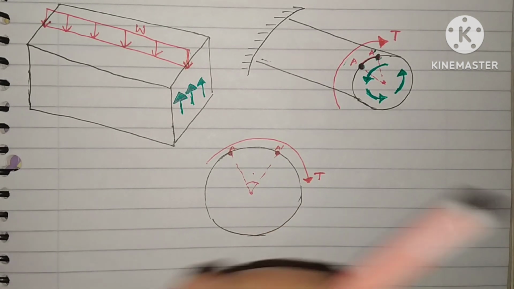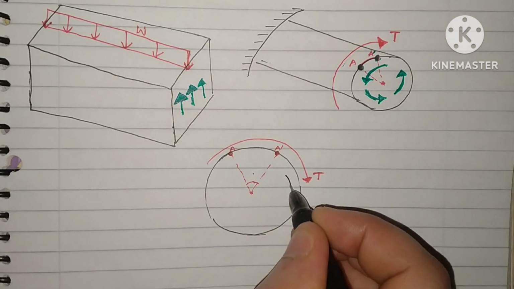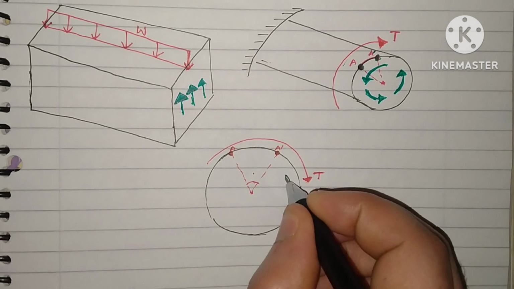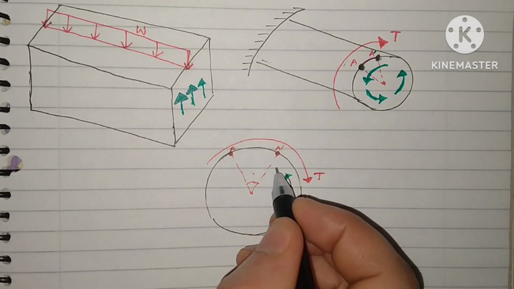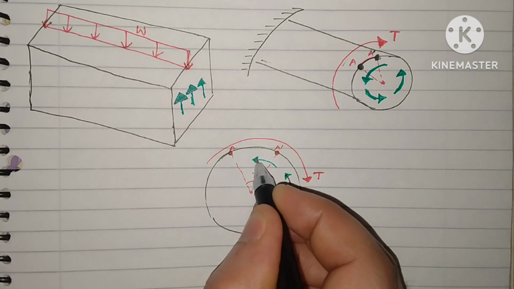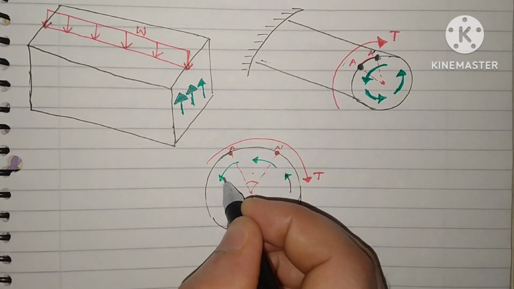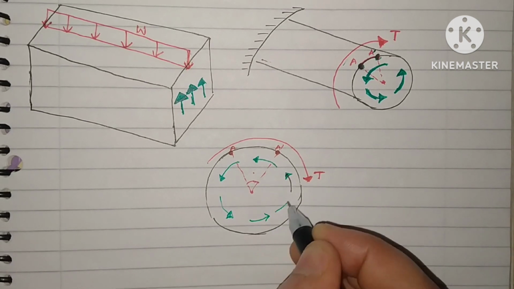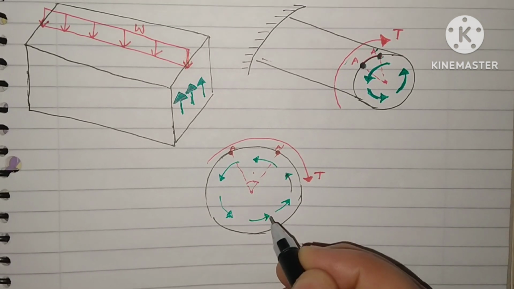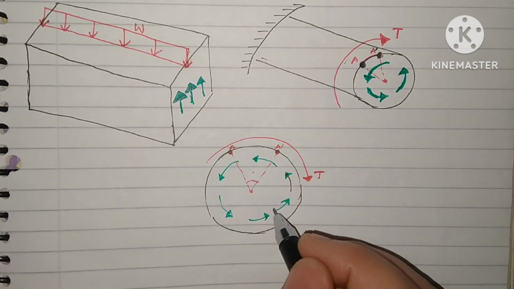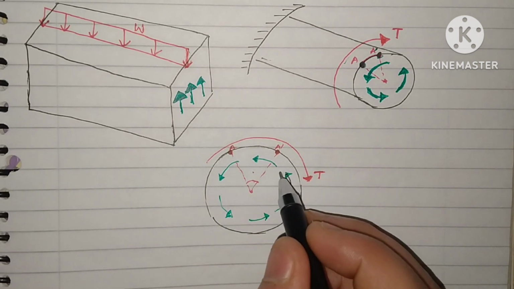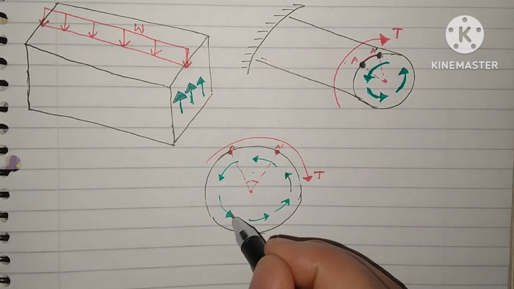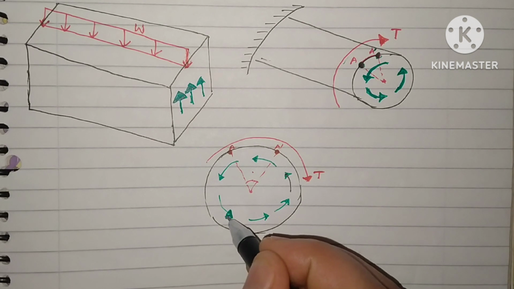To resist this deformation, the resisting force will be developed, and that will be opposite to the direction of this torsion. Torsion is clockwise, and the resisting force will be anti-clockwise. These are the resisting forces that will be developed due to the applied torque. These resisting forces per unit area are called the shear stresses. So the shear stresses are also parallel to the cross section. This is the cross section, and the shear stresses are acting in this plane.